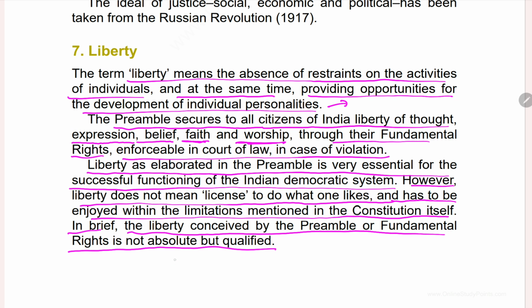So whenever we talk about fundamental rights, that we will see in the upcoming videos, fundamental right is not absolute but qualified. It means that there are certain reasonable restrictions. Absolute means you can do whatever you want, but it is not absolute. You can do only that which is legitimate according to the Constitution. However, there is no clear definition of legitimacy, but some reasonable restrictions are there.